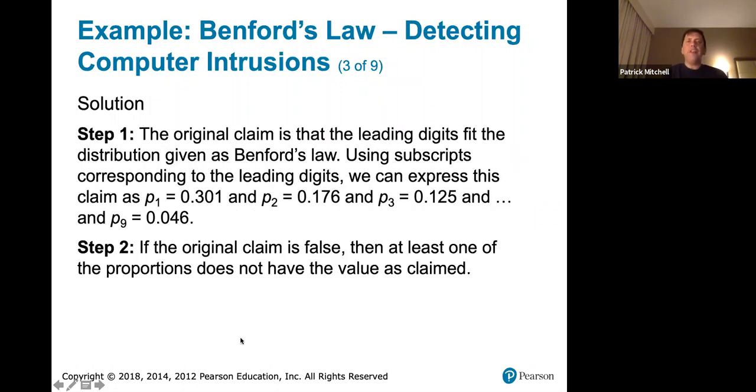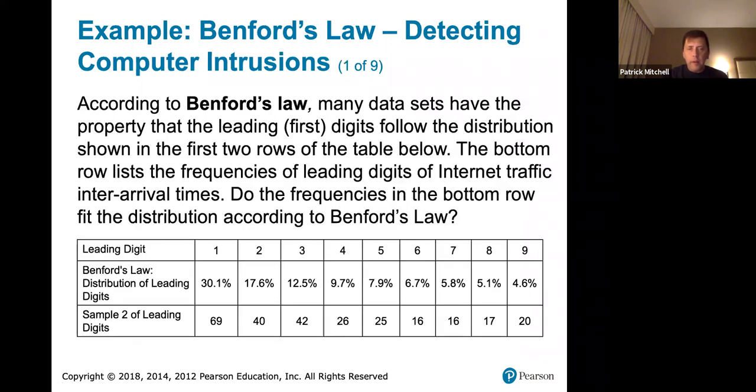All right, step 1. The original claim is that the leading digits fit the distribution given as Benford's law. Using subscripts corresponding to the leading digits, we can express this claim as P1 equals 0.301 and P2 equals 0.176 and P3 equals 0.125, up to P9 equals 0.046. So notice we're getting those numbers just from this second row. Okay. All right, so the null hypothesis is that the probabilities are equal to these numbers.